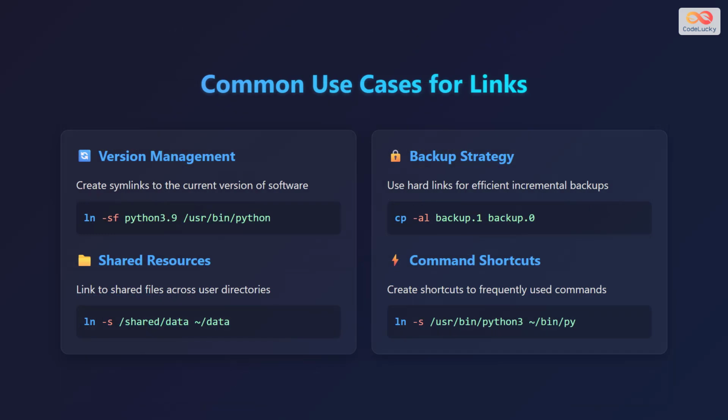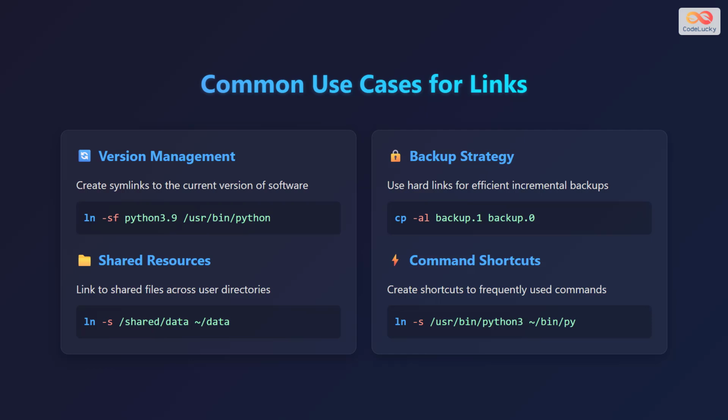Let's explore some common use cases for links. One use case is version management. You can create symbolic links to the current version of software. For example, ln -sf python3.9 /usr/bin/python. Another use case is shared resources. You can link to shared files across user directories. For example, ln -s /shared/data ~/data.